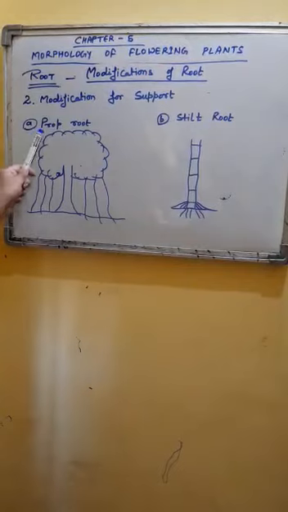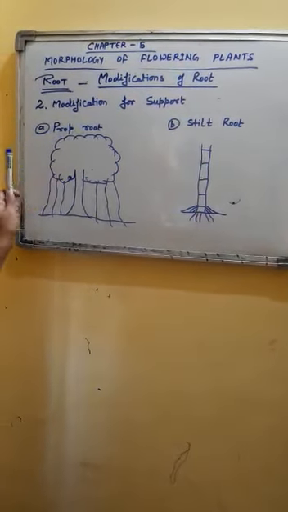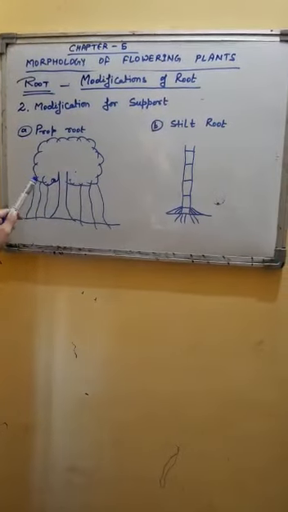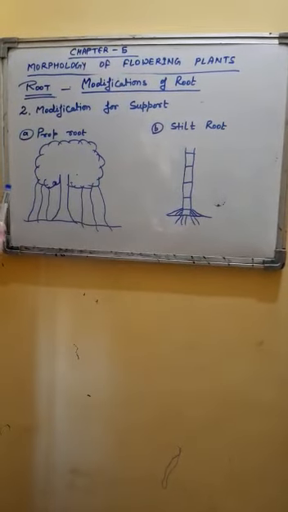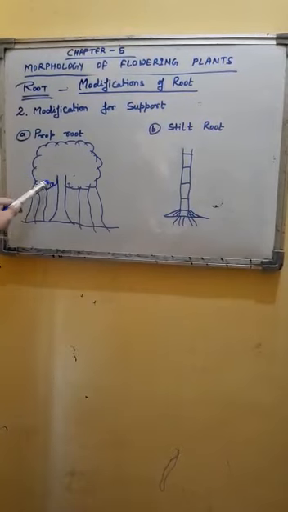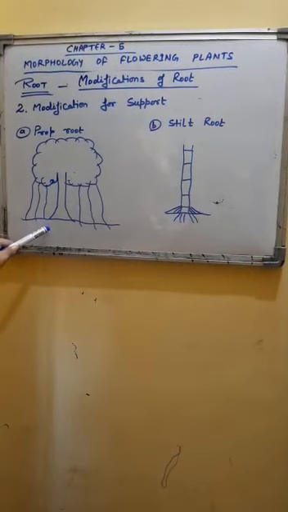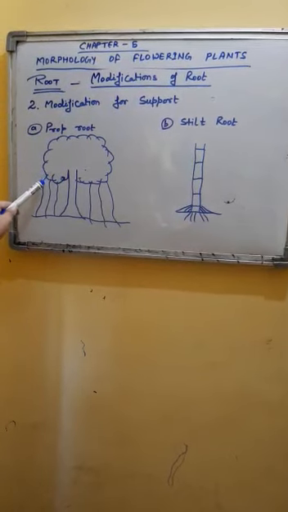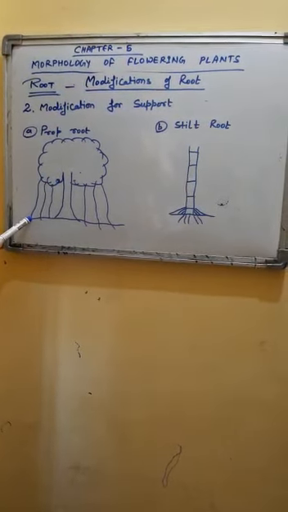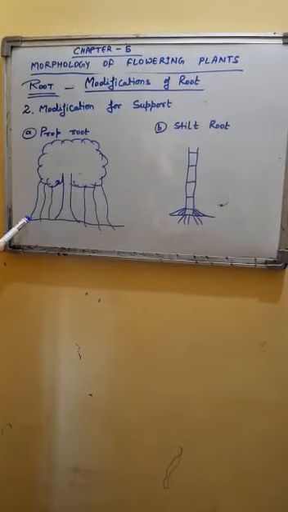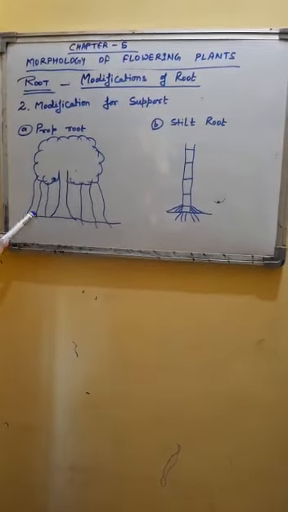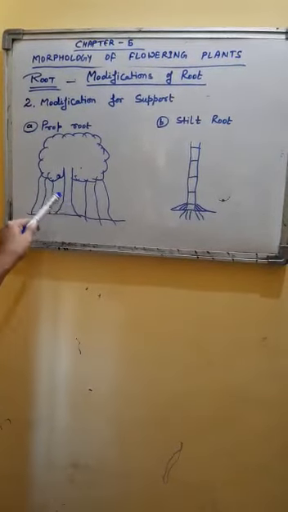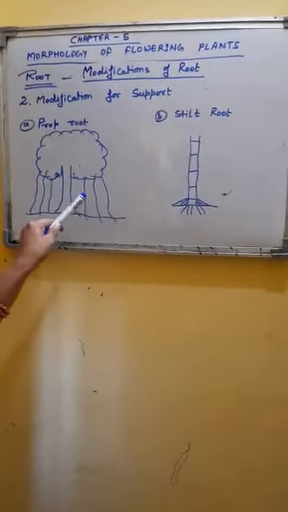The very first example is prop root. Prop roots are pillar-like adventitious roots arising from the branches. These are arising from the branches, and that's why these are adventitious roots. These are arising from the branches and going downwards. When these reach the soil, they go deep inside the soil also. So along with the main stem, these make some pillar-like support.